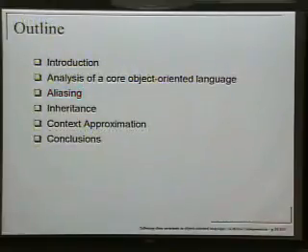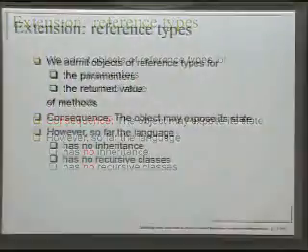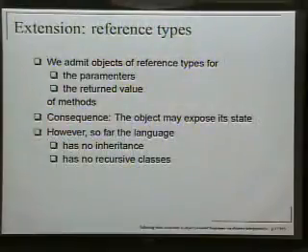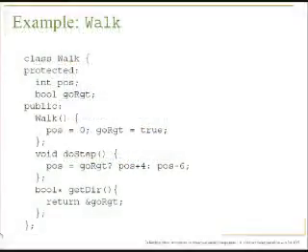What we want to do now is to extend this framework with aliasing. In particular, we consider the case in which the types of the parameters of the methods and the return value belong to reference types. As a consequence, the object may expose its state to the context. So we have to see how to deal with it.